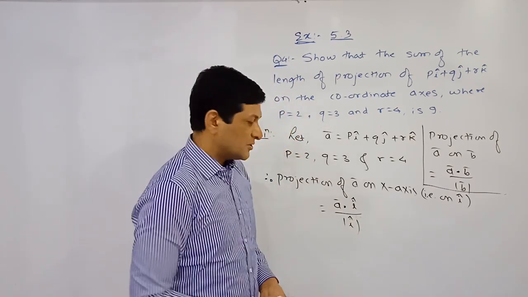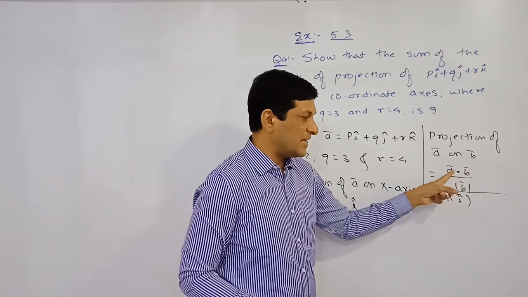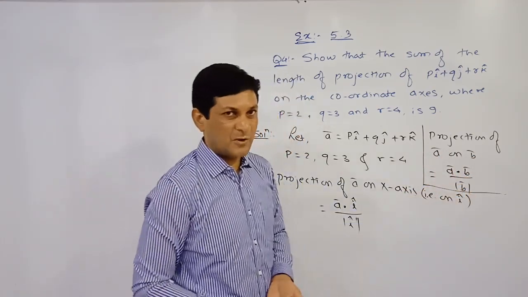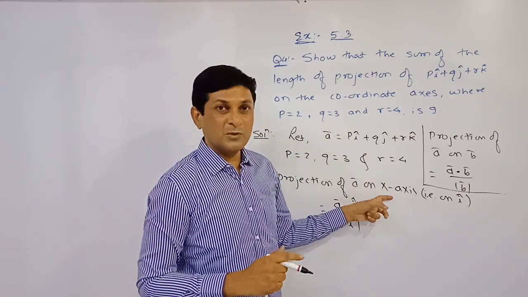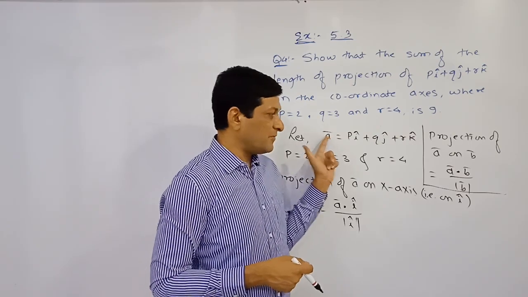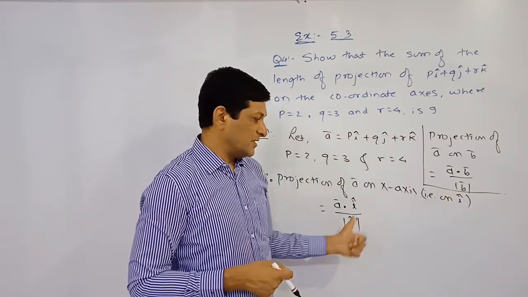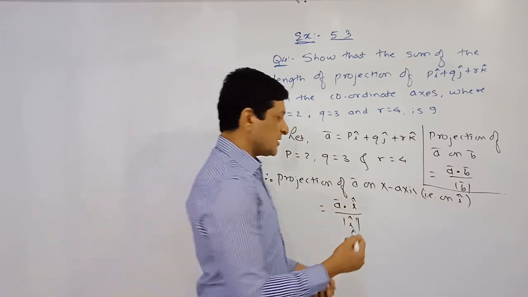You are getting it? So we are applying the formula of projection of A bar on B bar, it's A bar dot B bar upon magnitude of B bar. But here we are finding the projection of A bar on the x-axis, and we know that the unit vector along the x-axis is I cap. Means we are finding the projection of A bar on I cap. Applying this formula, here B bar will get replaced by I cap.